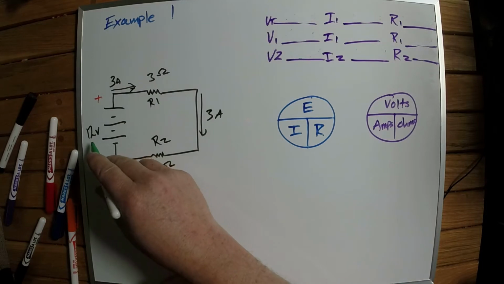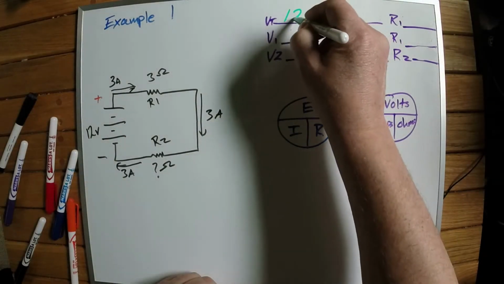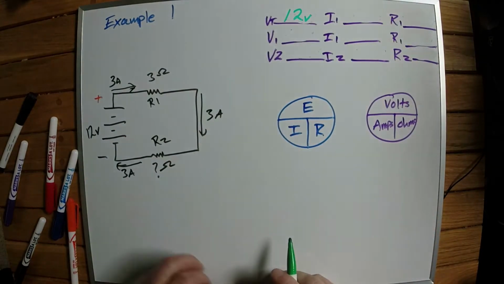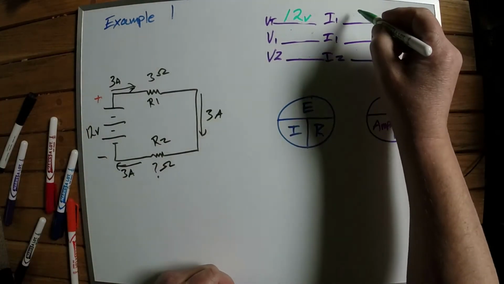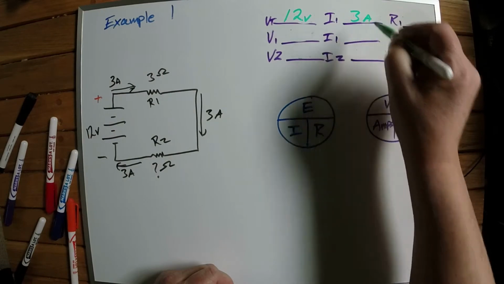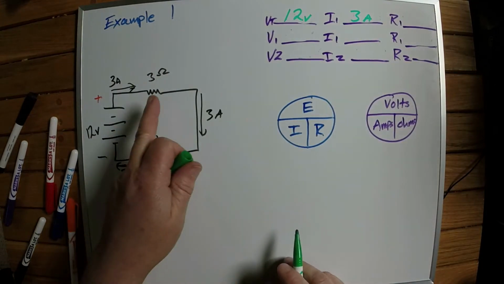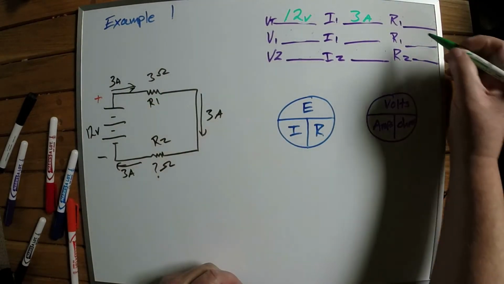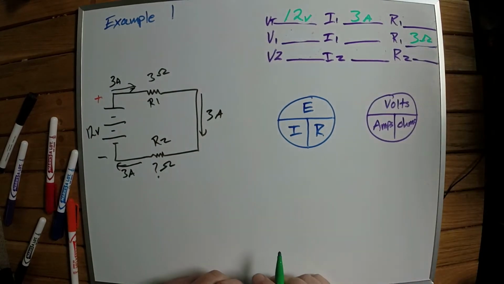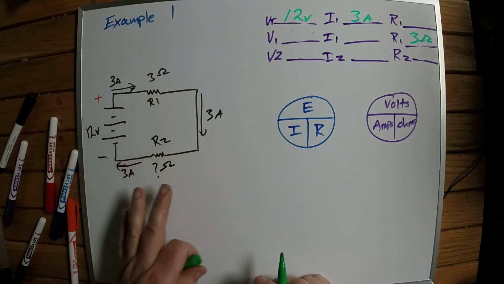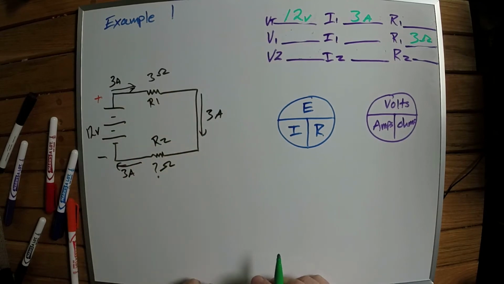Our known values are 12 volts total, and we know what our amperage is. Our amperage is the same all the way through the circuit. This is a series circuit, so it's 3 amps. And we know what one of the resistors is. Resistor number 1 is 3 ohms. And then we look around, I don't see any other information that we have right off the bat.